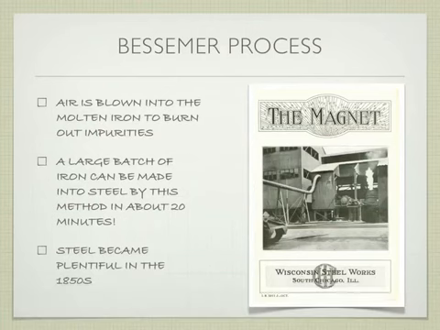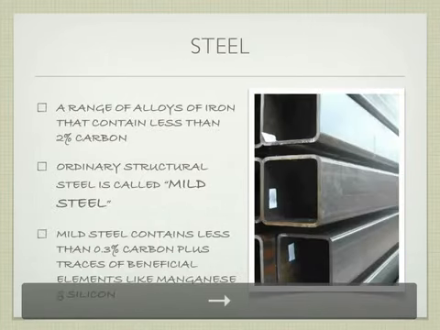So along came the Bessemer process. And the idea behind this is that air is blown into this molten iron, and the process of having that air in there allows the molten iron to burn off the impurities, so to burn off those things that we don't want in it. And it allows us to produce a very large batch of steel through this method because we can do a lot of it, and it takes about 20 minutes. So it's really fast to produce a lot of steel. Steel became very plentiful in the 1850s, and that's kind of when we started really seeing it a lot in the built environment.